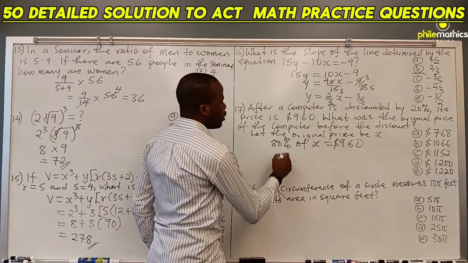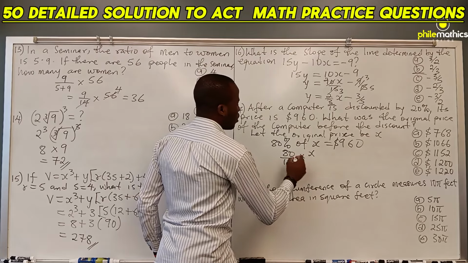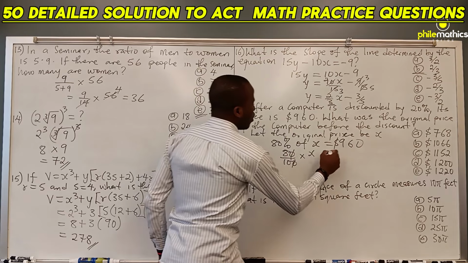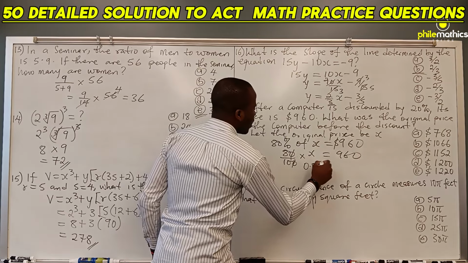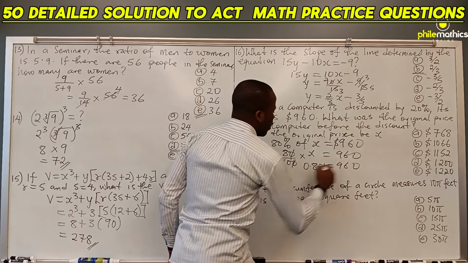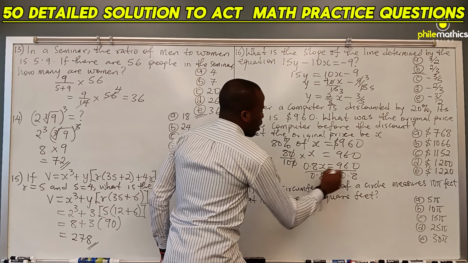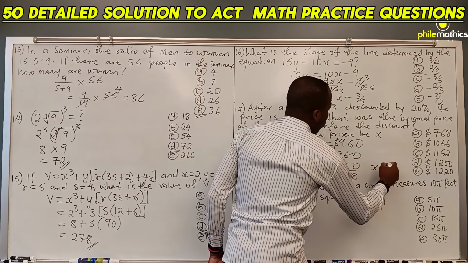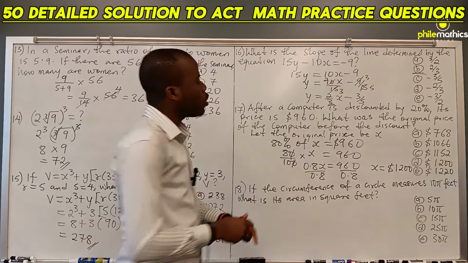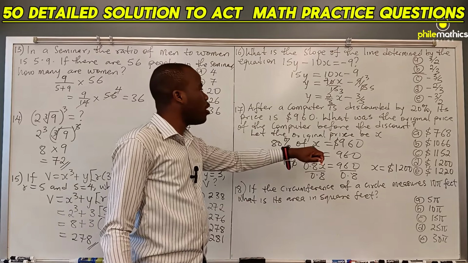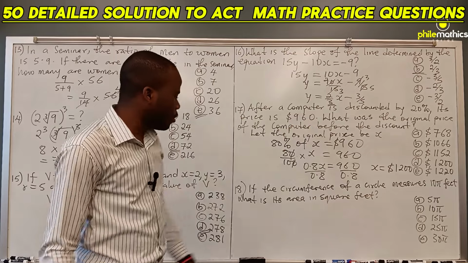So 80% of the original price is 80 over 100 times X. And this is 0.8x equals 960. If I divide both sides by 0.8, I'll have X to be $1,200. So $1,200 was the original price before it was discounted by 20% to get 960.